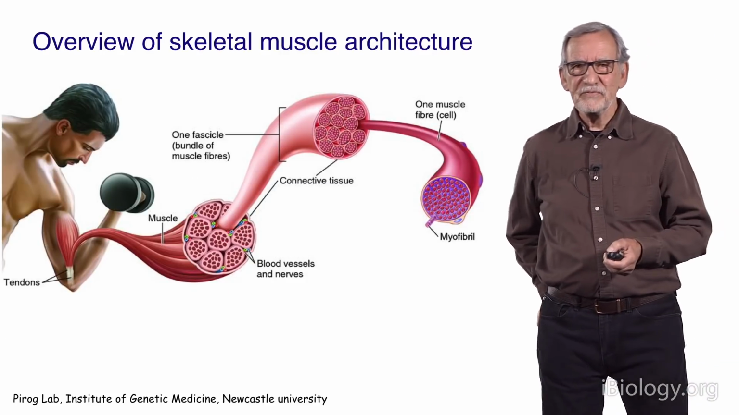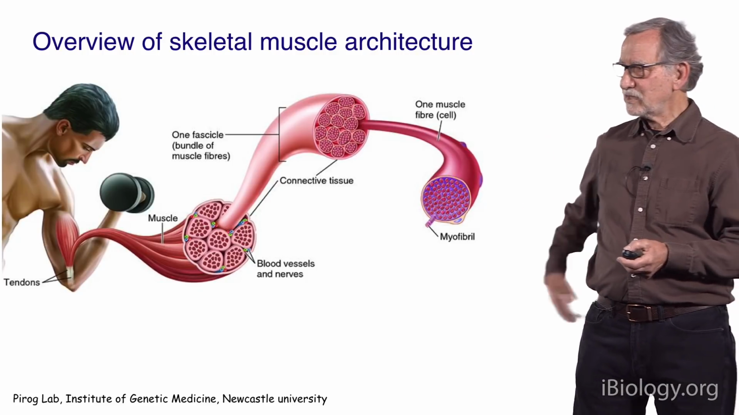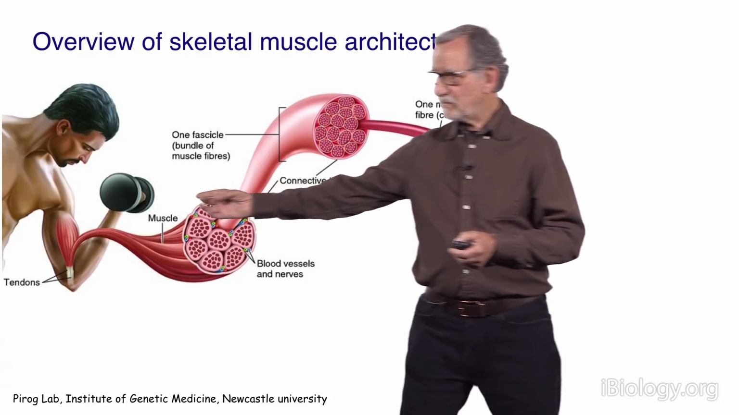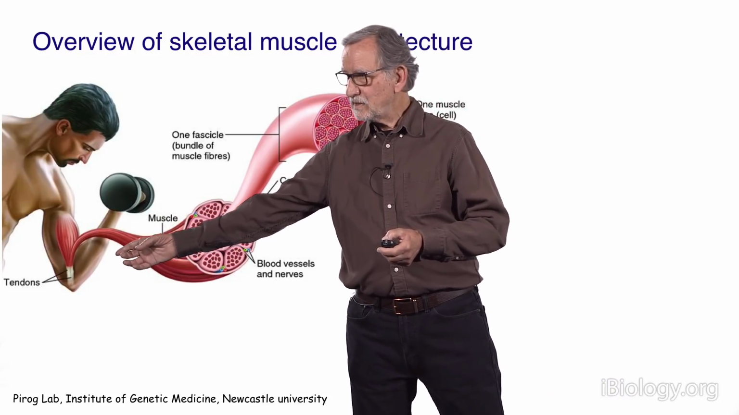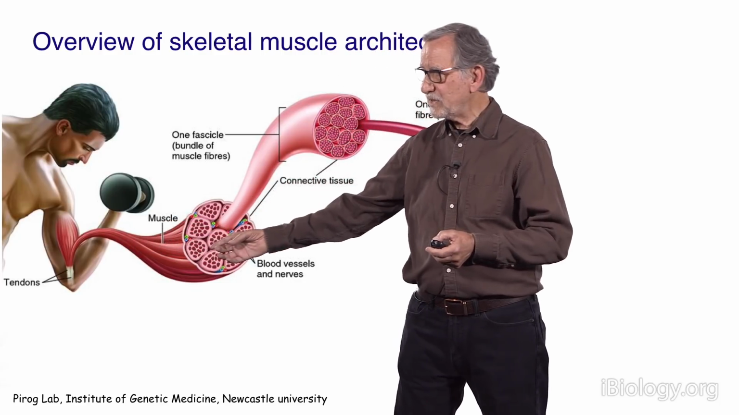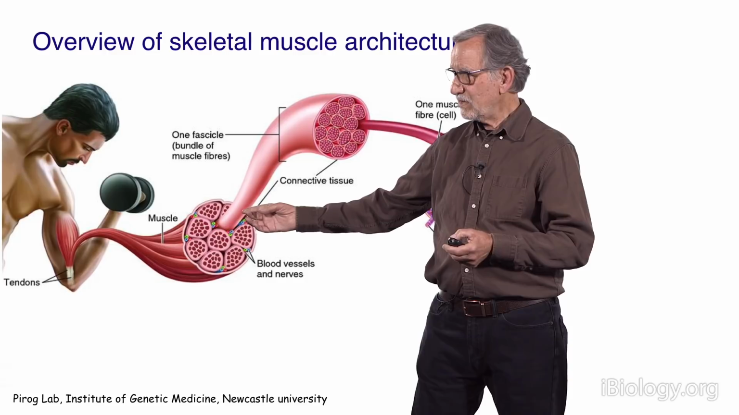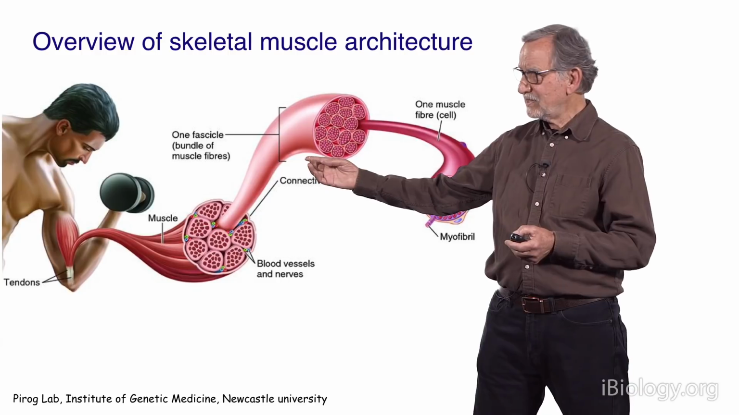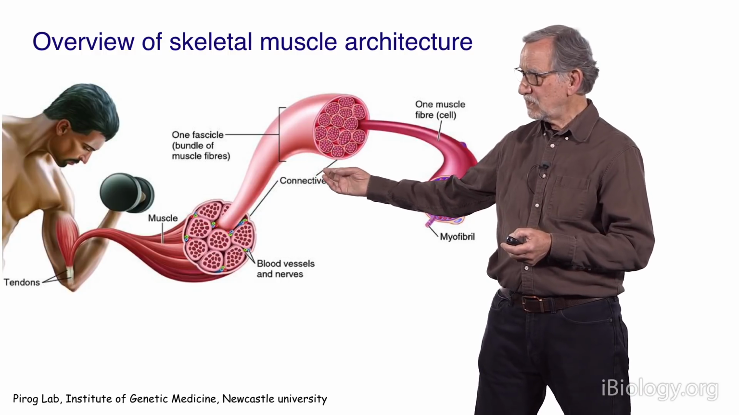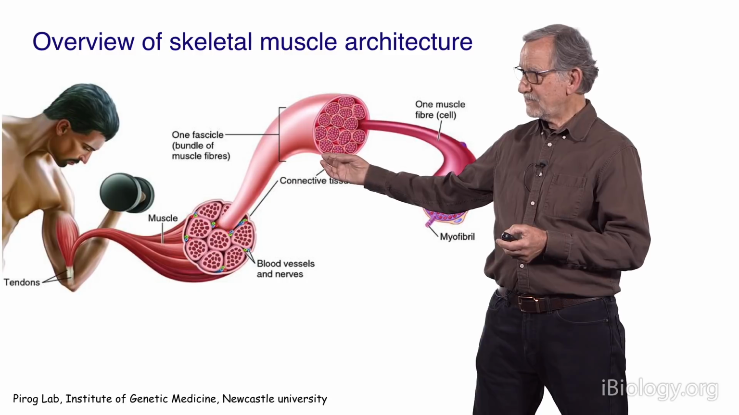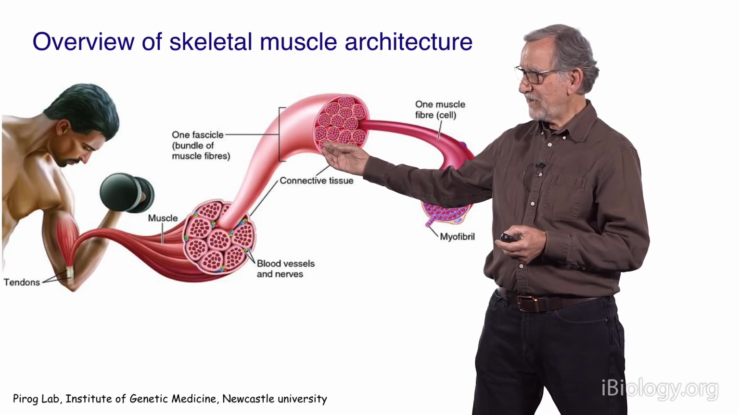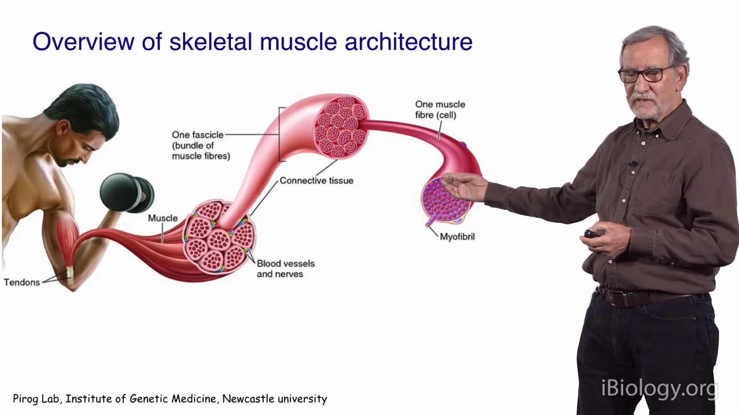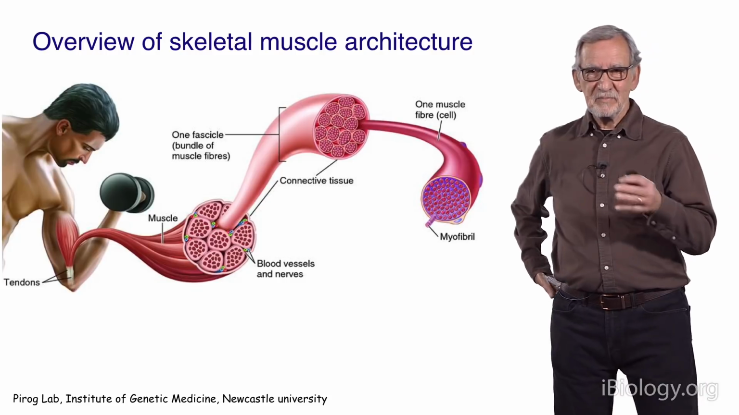Let's look at a quick overview of skeletal muscle architecture. So your muscle is attached by way of tendon to bone. And if you look at this part of muscle coming out, what you have is a bundle of muscle fibers. And here's one muscle bundle coming out that's surrounded by connective tissue. And that bundle is called a fascicle. And then out of that is one muscle fiber. Now that muscle fiber is the muscle cell.